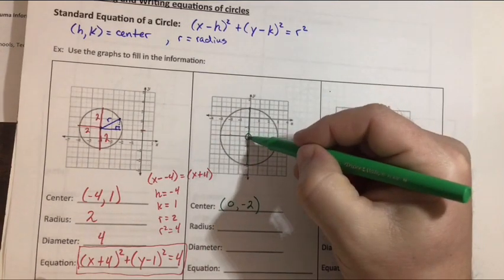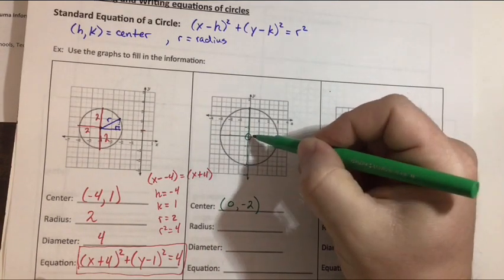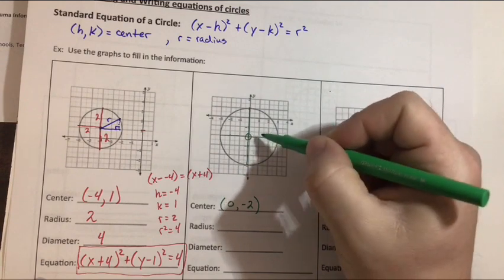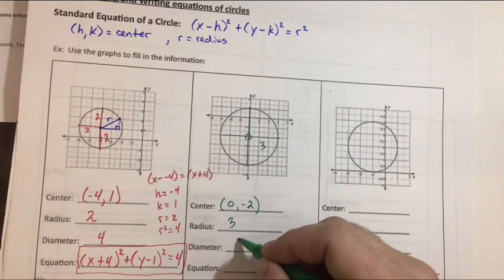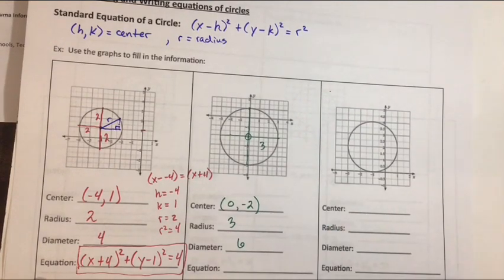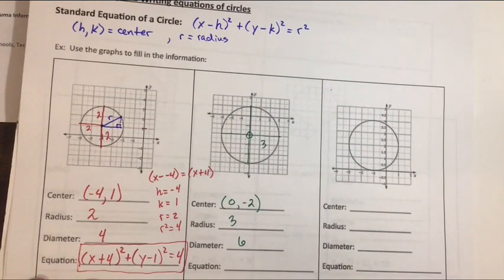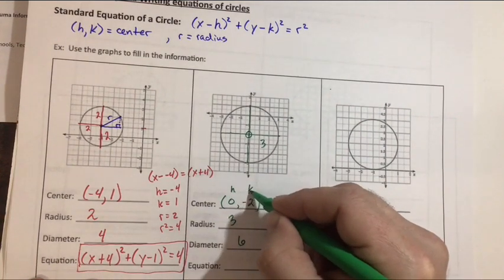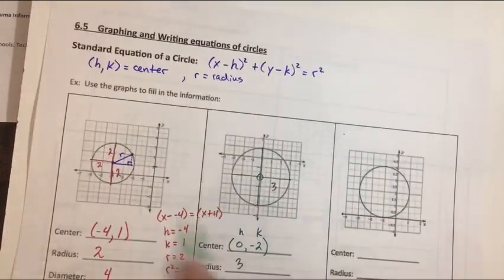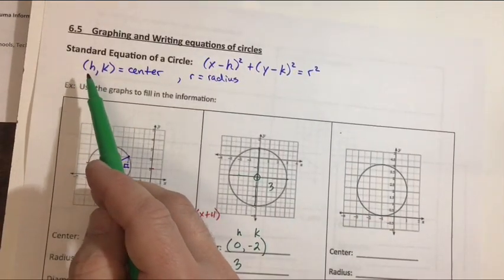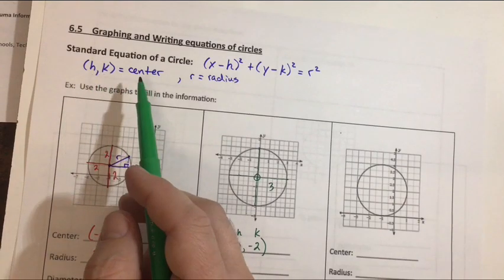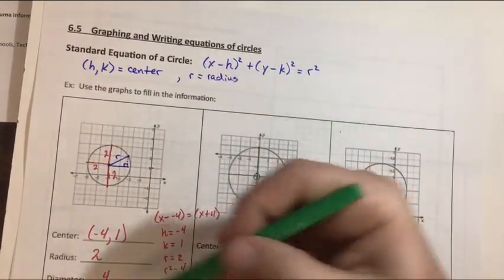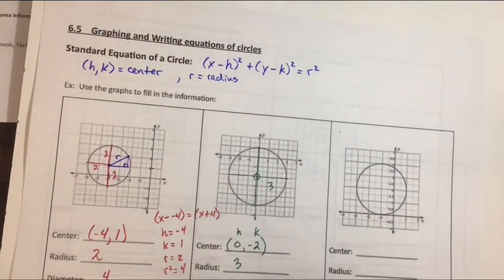The radius is the length from the center to a point on the circle, so we can just count that horizontally. 1, 2, 3. So your radius is 3. That means the diameter is 6. And we can start to write our equation. Now, I'm going to write this down here because we can simplify it in a minute. h is 0, k is negative 2. Remember, the center is always (h, k). Don't worry about why we use h and k. Those are just chosen letters to represent the center of a circle, because I don't want to use x and y. x and y are always parts of the equation.